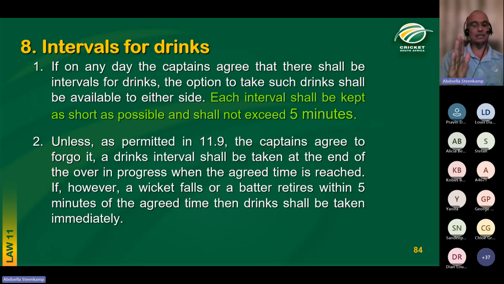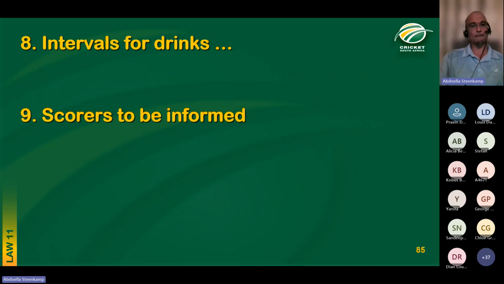But it must be either a wicket falls or a batter retires, and it must be within 5 minutes of the drinks interval. If it's not within 5 minutes of the drinks interval, let's say at 10:54 a wicket falls, what you then do is, because this is not within 5 minutes, you cannot take an early drinks. You will allow the incoming batter to come and face the next ball. It must be within 5 minutes of the drinks interval.